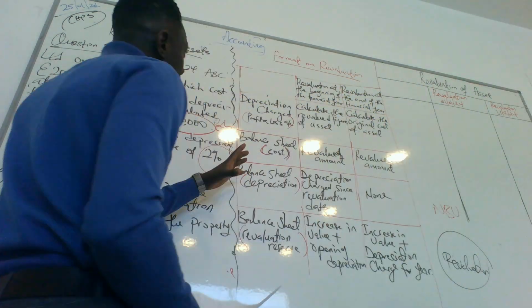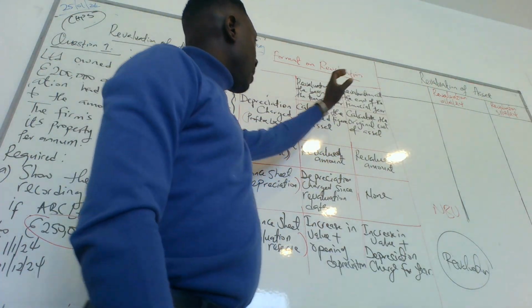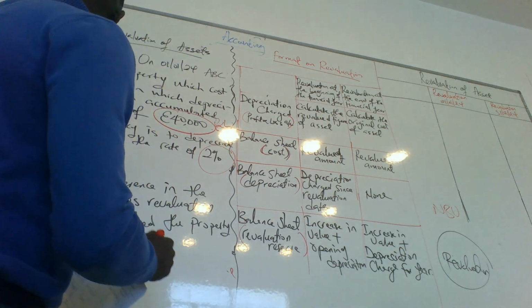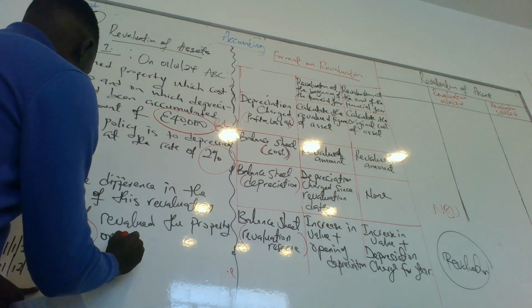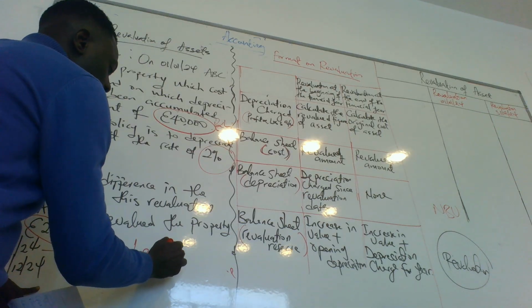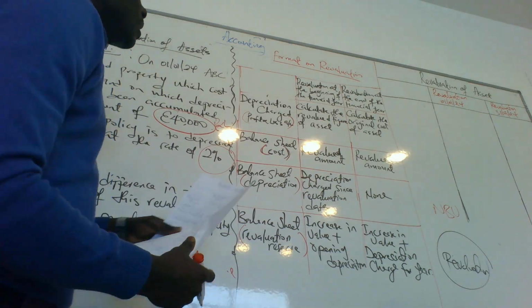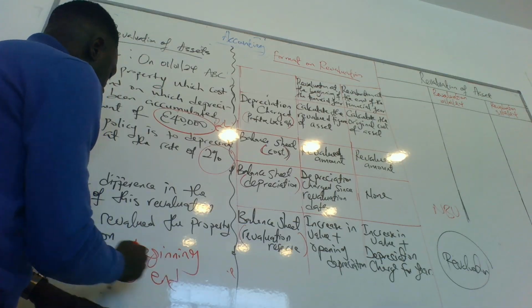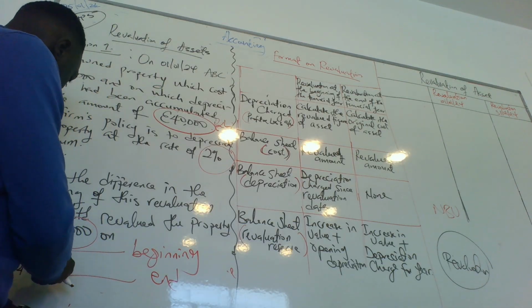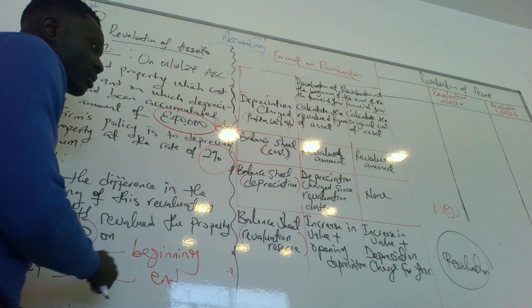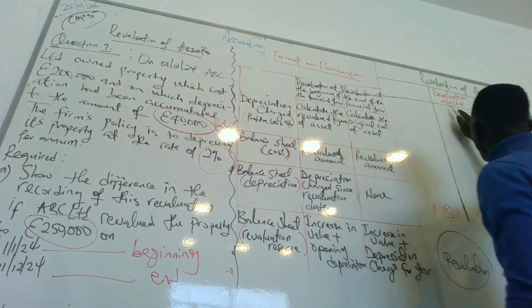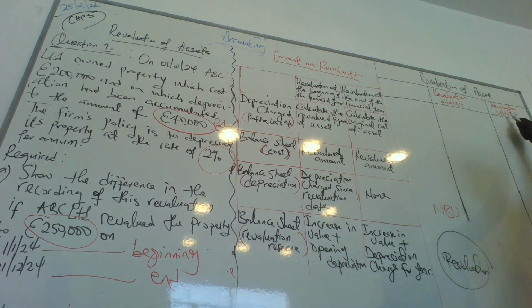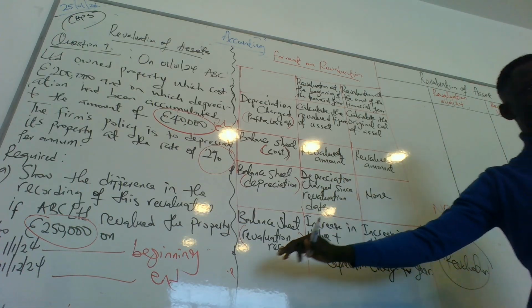This is the format of revaluation. Revaluation at the beginning of the financial year, and at the end of the financial year. Do you get the two points at least? The beginning of the year, the end of the year. 01/01/24, the beginning of the year. 31/12/24, the end of the year.